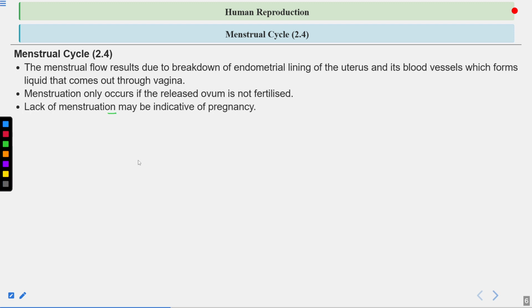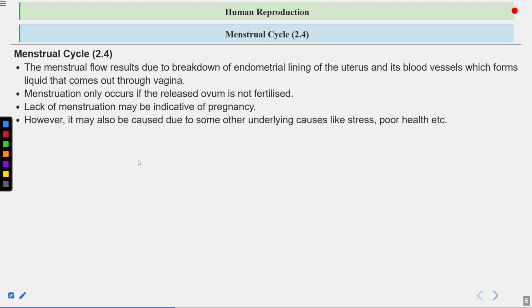Now, lack of menstruation may be indicative of pregnancy. If there is no menstruation, then it may be indicative of pregnancy, because there are some other reasons also for the lack of menstruation, such as stress or certain health conditions, or if the female is taking a lot of hormones or medicine. The lack of menstruation can also be caused by underlying causes like stress and poor health. If the lady is under stress, then a lot of hormonal changes occur, so this may affect the menstruation.